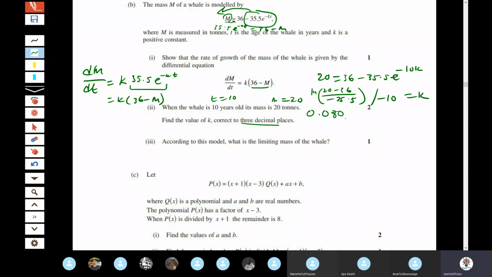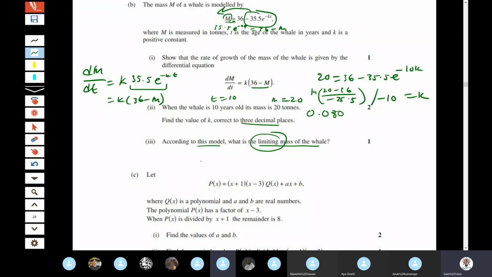Are we accepting 0.080, everybody? Yeah, that's what I got. Cool. According to this model, what is the limiting mass of the whale? Interesting word, because I know a lot of students go, oh, what is limiting? I don't get it. Anyone want to give us a clue of the logic of it?